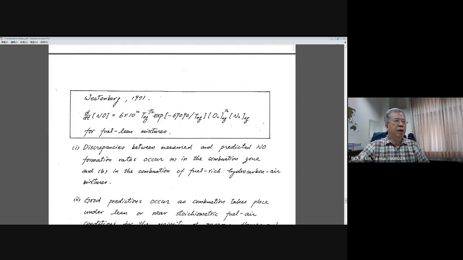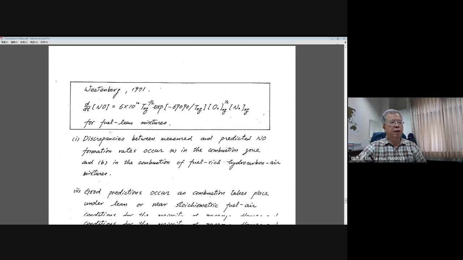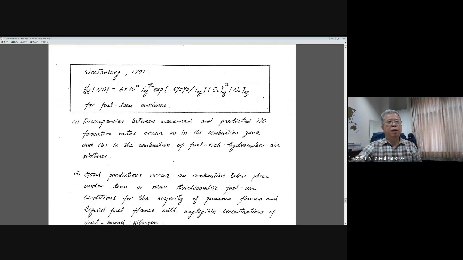In 1971, Westenberg gave us correlation equations for the formation of NO in fuel-lean mixtures. Actually, they have very good predictions. But some people found there is some discrepancy between the measured and the predicted NO formation rate in the combustion zone and also in fuel-rich conditions. But the formula proposed by Westenberg in 1971 is very good for predictions in fuel-lean mixtures.